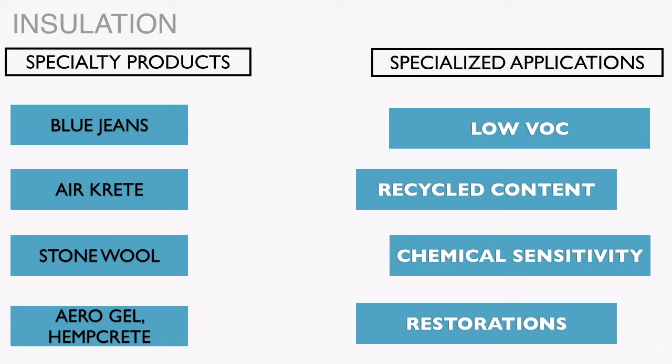So when would you choose a product like that? Specialty products like, say, blue jean insulation, aircrete, which is a wet applied blown in product, and stone wool, which is not rock wool. It's actually made from volcanic ash, aerogel, hempcrete. All of these, there are a lot of specialty products available. And so when would you choose them? When do you consider them?